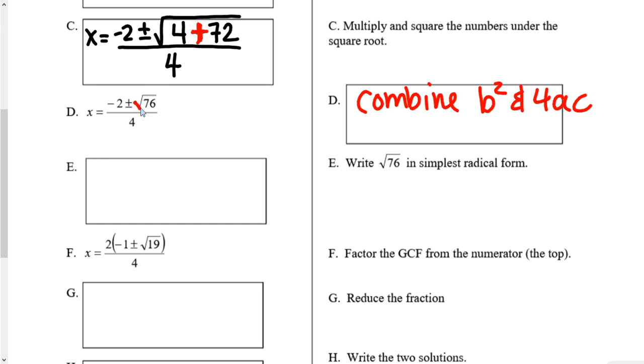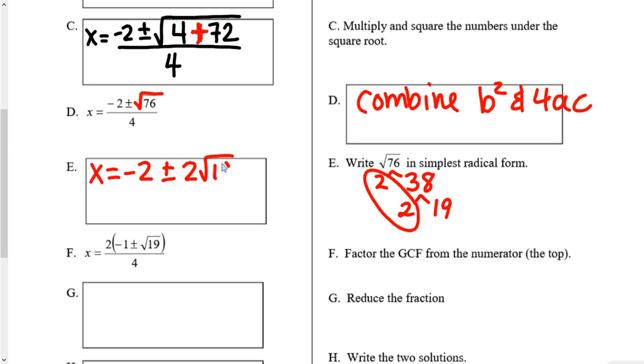All right, now we're into the simplifying stage. We've got this square root of 76 right here, which I need to simplify. So the square root of 76, I would normally make a factor tree to do that. 76 is 2, that's what I meant to write, times 38. Then I can break that down further. 38 is 2 times 19. 19 is prime. So I can take out a set of 2's right there. And I have x equals -2 plus or minus 2 square root of 19 over 4.